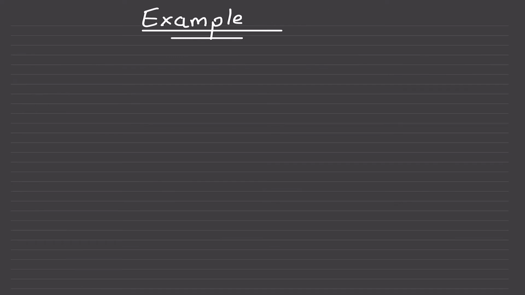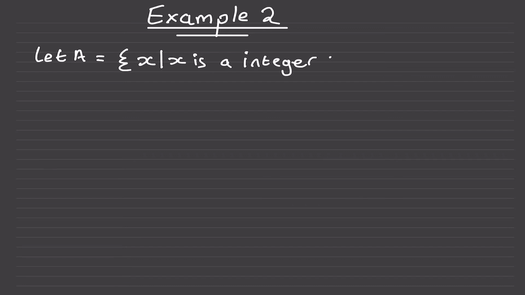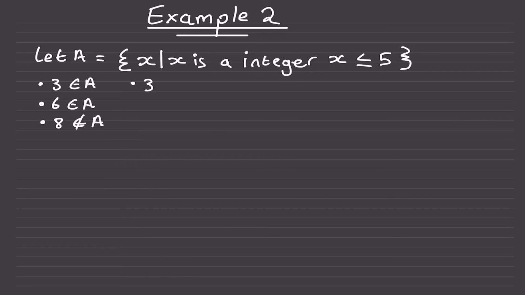Now for a slightly different example. Example 2. Let A be the set that contains element x, where x is an integer which is less than or equal to 5. Which of the following statements below are true? The correct answers will appear in green and the wrong ones in red.